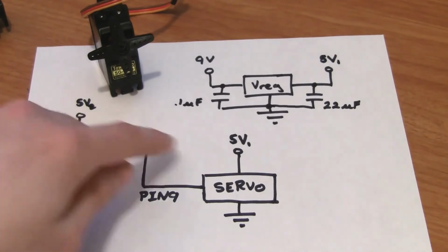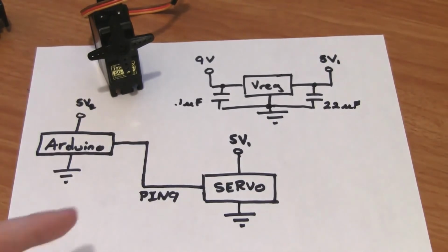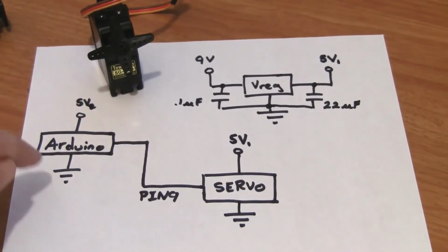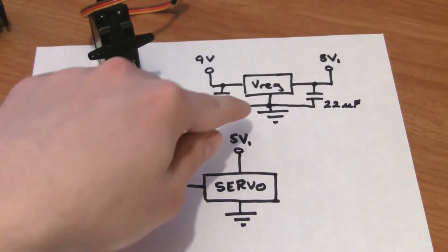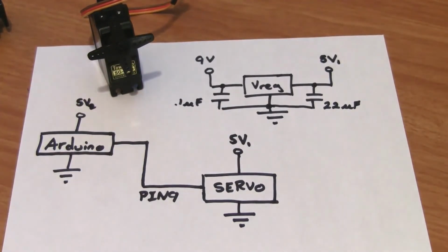Note that the 5-volt rails should not be connected together. However, all grounds in a circuit should be connected together. Everything with this symbol, the ground symbol in the schematic, should be wired together at some point.